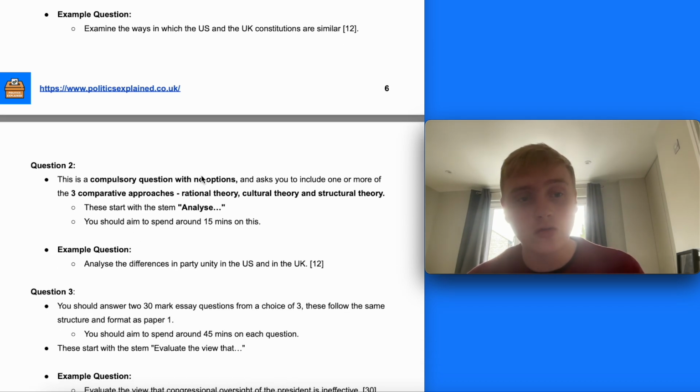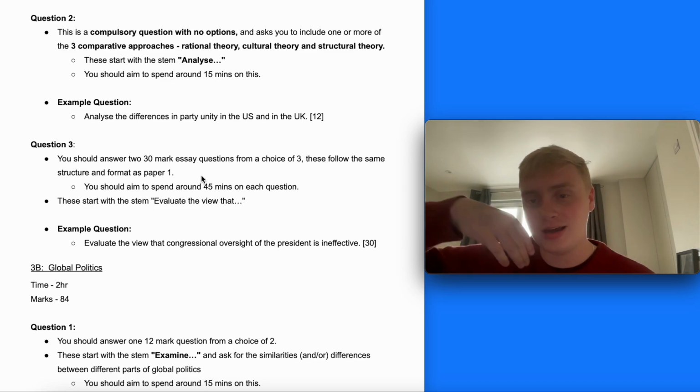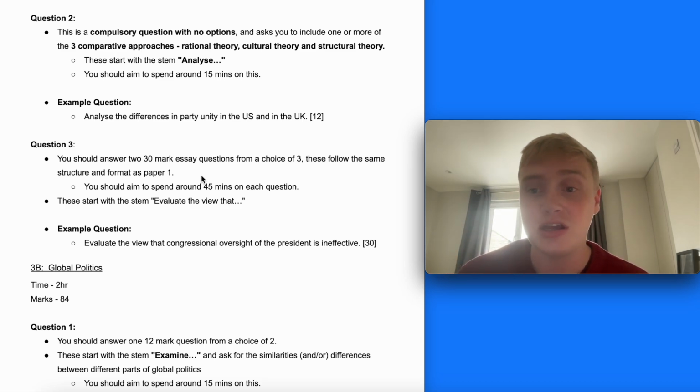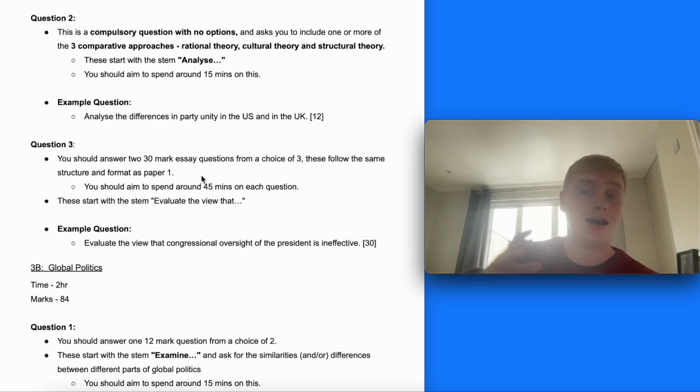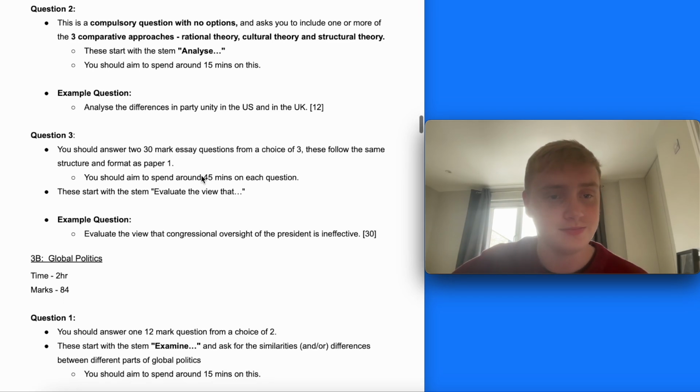Then you get a second 12-marker where you don't get a choice. And it asks you to include one or more of the 3 comparative approaches: rational theory, cultural theory, and structural theory. So again, it's often analysing similarities or differences, but you have to bring in the comparative theory as well at the end. Again, this year I'm going to do a detailed video on the Politics Explained YouTube channel and cover a lot in the Politics Explained classroom on how exactly to do really well in these questions.